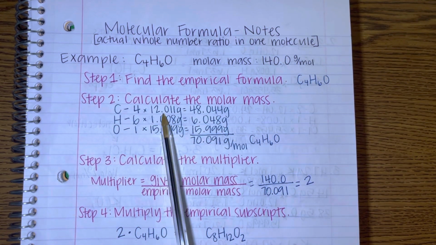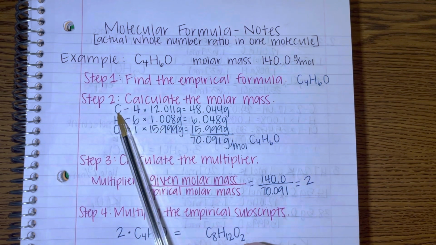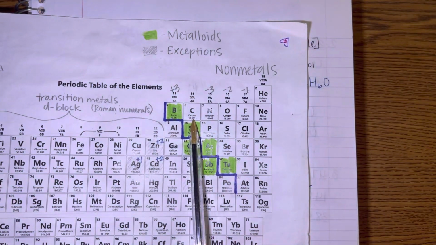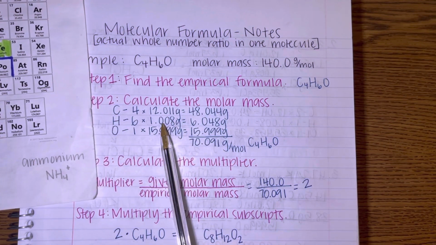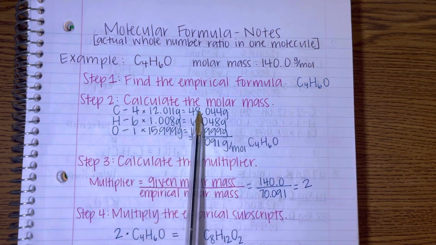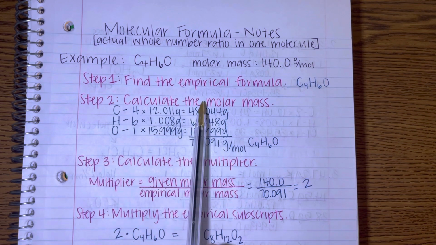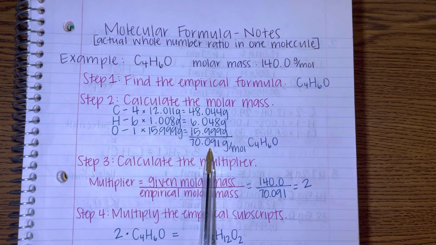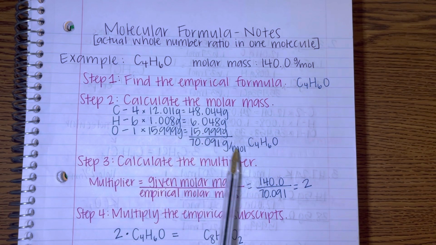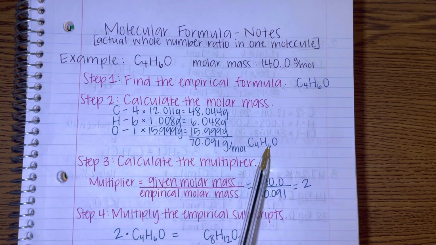These numbers are the numbers that you get from the periodic table. So for instance, carbon is what we had here, and that is 12.011. So that's where this number comes from. Same thing with hydrogen and oxygen. Multiply those out across and add them all together. This is the molar mass. Okay, that's the grams per mole for C4H6O.